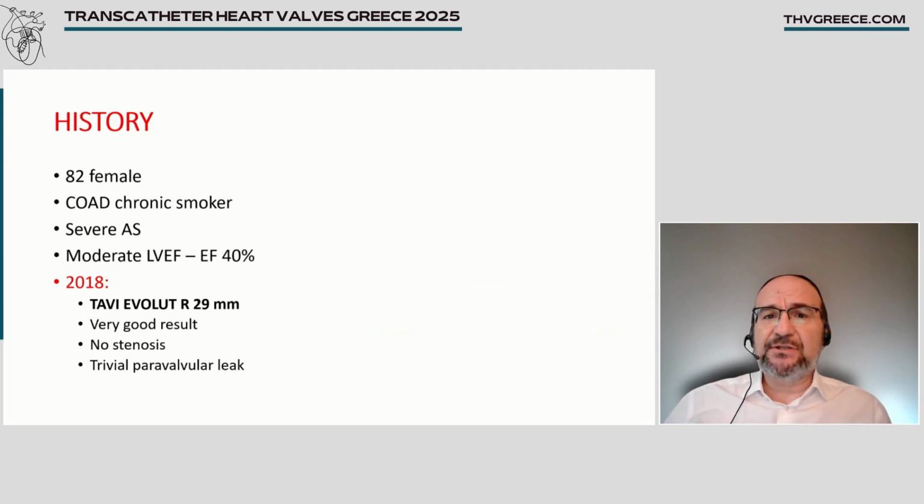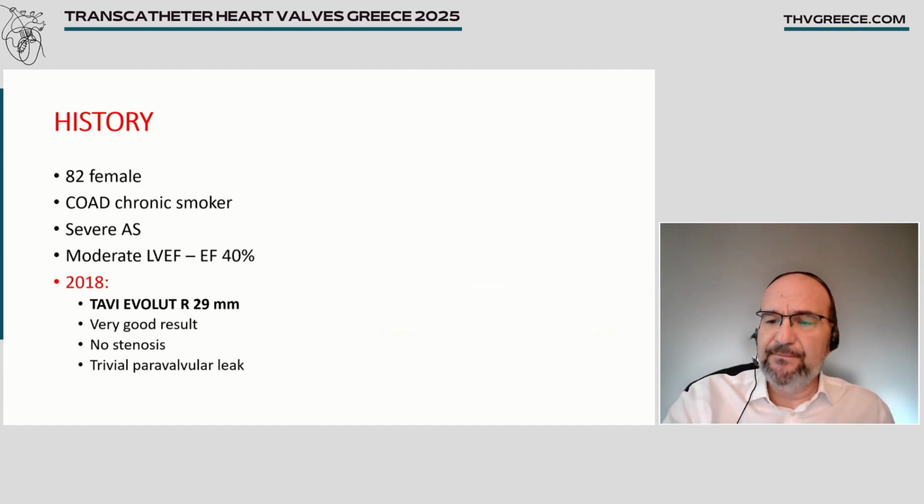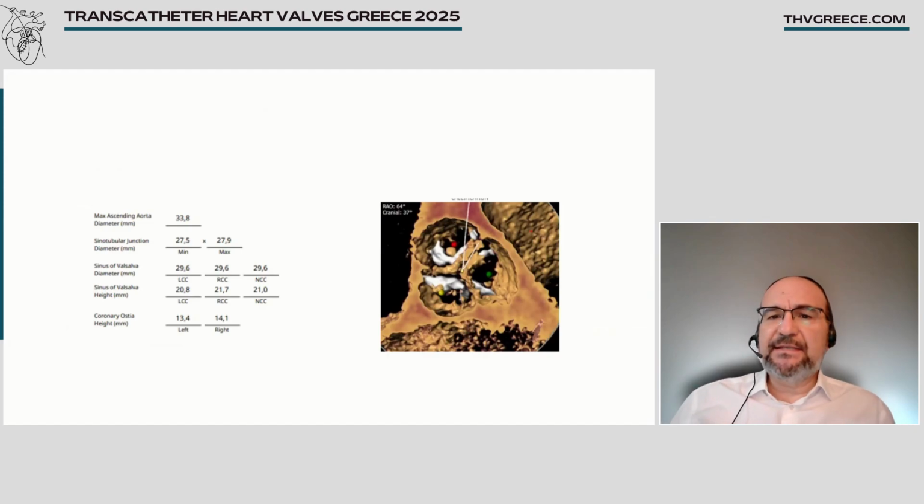It's an 82-year-old female, chronic smoker. She was suffering from severe aortic stenosis with a moderate LV function, ejection fraction of about 40%. And back in 2018, she underwent a TAVI using an Evolut 29 millimeter with a very good result, no stenosis and a very mild paravalvular leak. And this is the CT from the first operation. You see a heavily calcified valve.